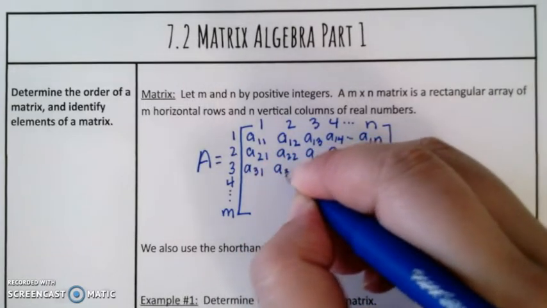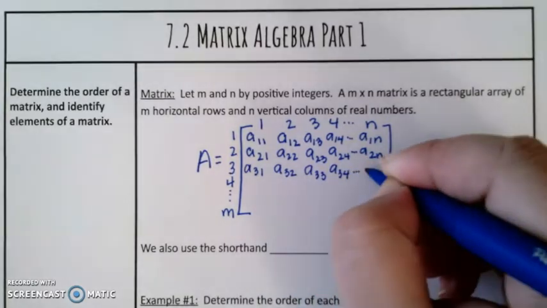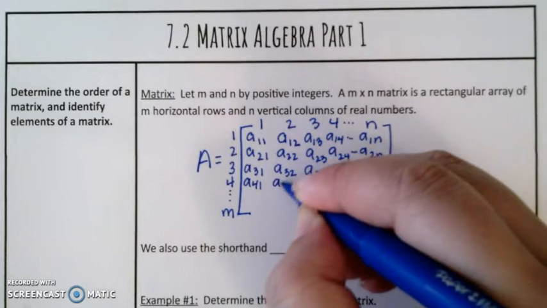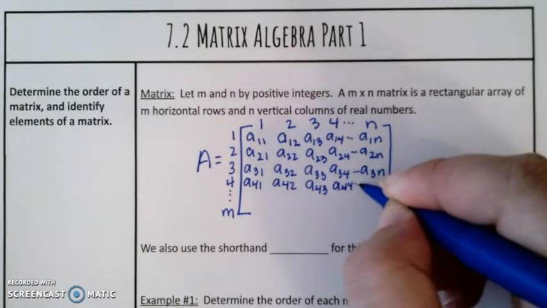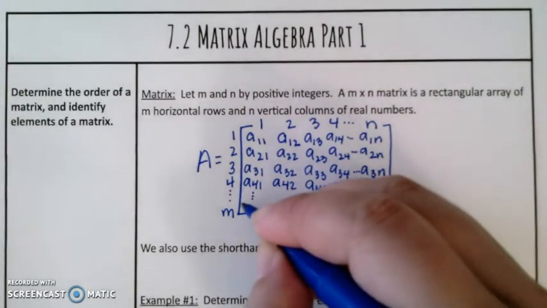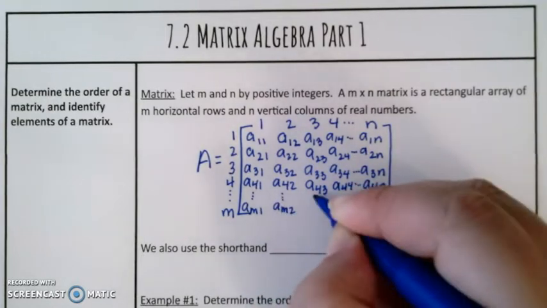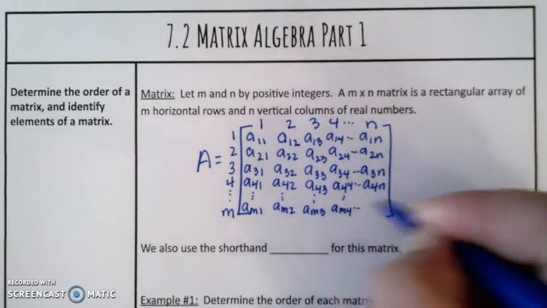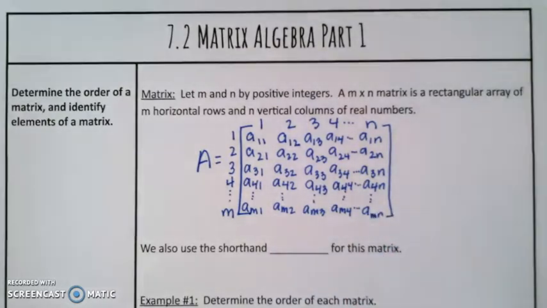a31, a32, a33, a34, a3n, a41, a42, a43, a44, all the way up to a4n. And then we're going to skip down to the mth row. So am1, am2, am3, am4, and then we eventually get to our bottom corner, which is a sub mn.